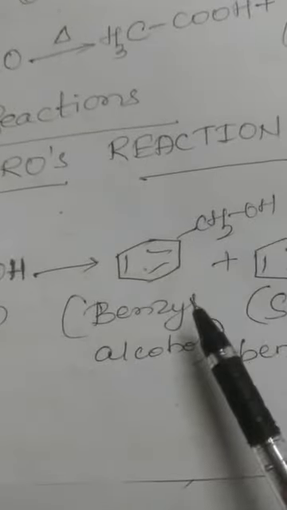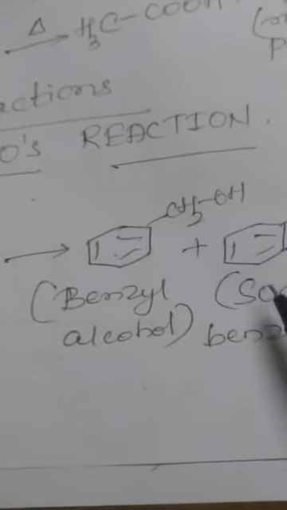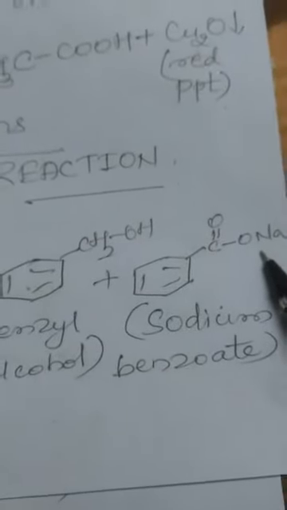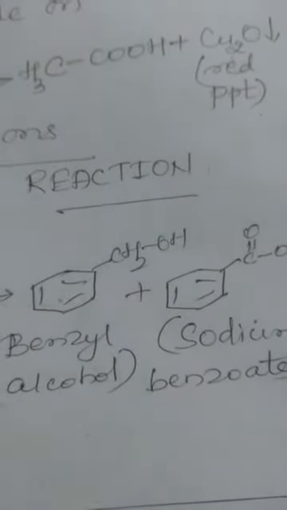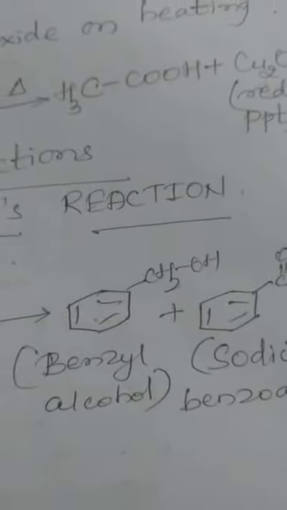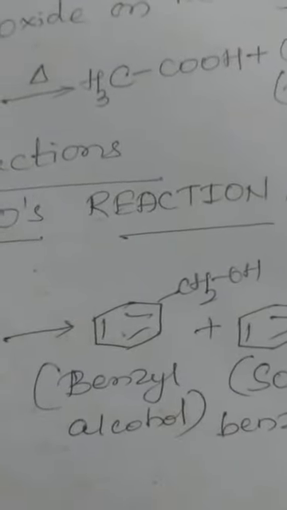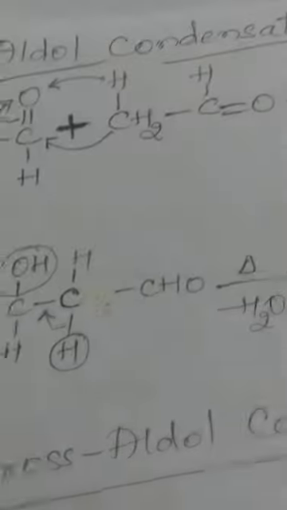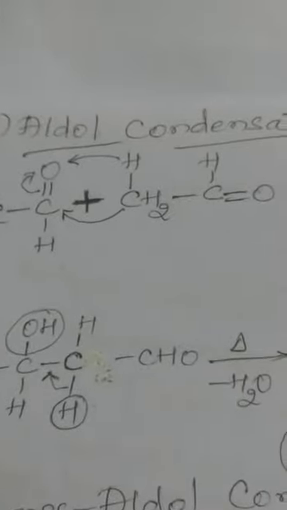The product obtained will be C6H5CH2OH, benzyl alcohol, and sodium benzoate C6H5COONa. So this is called Cannizzaro's reaction. Now after the first named reaction, Cannizzaro's reaction, the very next important named reaction is called aldol condensation. In the special reaction category, the next reaction is aldol condensation.